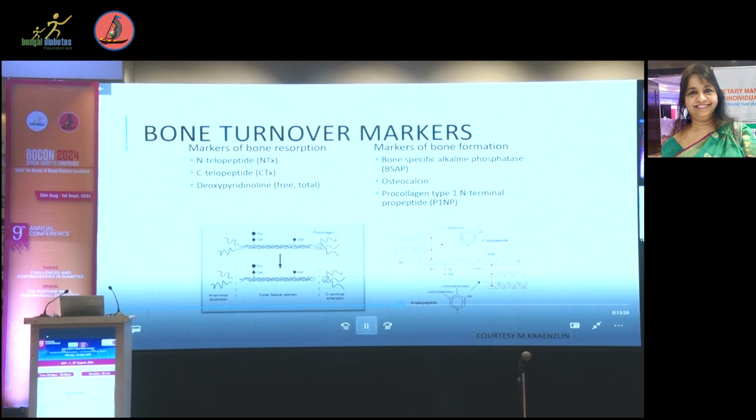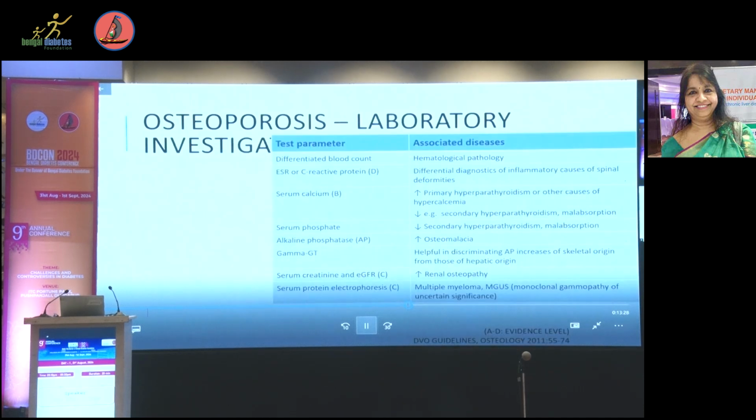What about bone turnover markers? The markers of bone resorption are N-telopeptide, C-telopeptide, deoxypyridinoline cross-links. Markers of bone formation are bone-specific alkaline phosphatase, osteocalcin, and P1NP. These are things that we don't use to make the diagnosis. These can be used for checking on compliance or response to therapy. So it's really a more nuanced use for follow-up of some patients, not everyone.